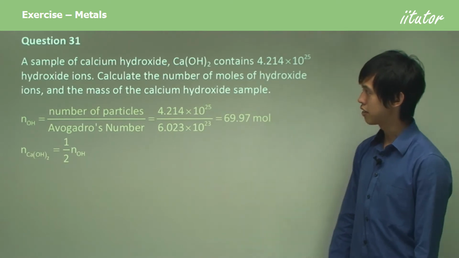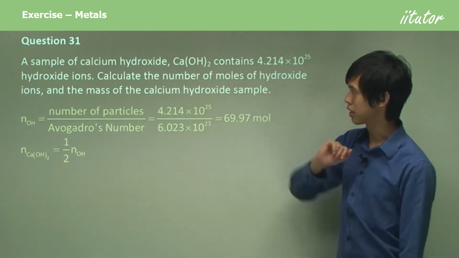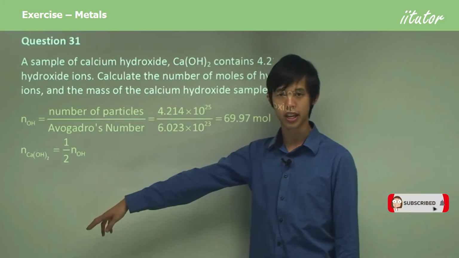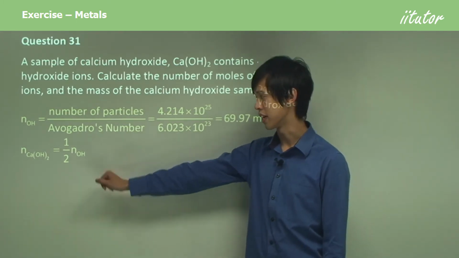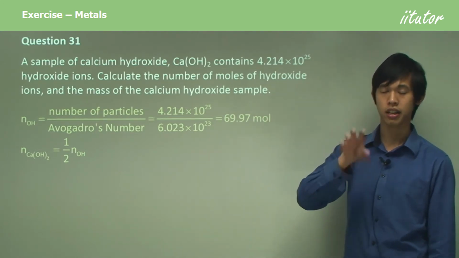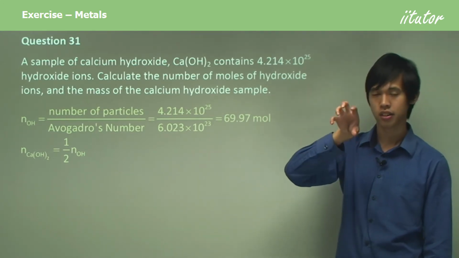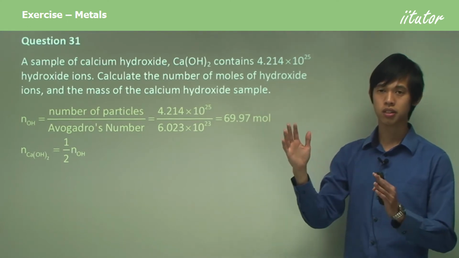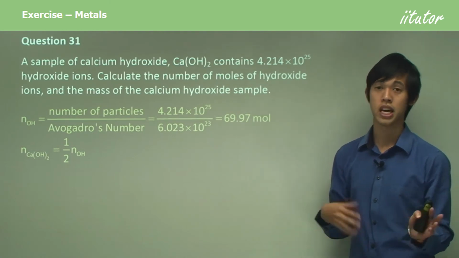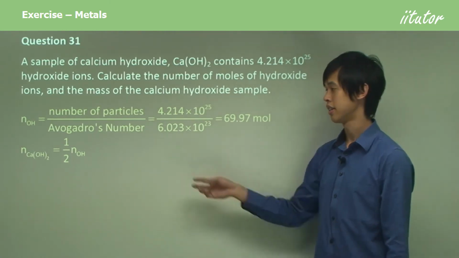Okay, and if you look at the calcium hydroxide molecule, the number of moles of calcium hydroxide is actually half the number of moles of hydroxide. Because for every 1 calcium hydroxide molecule, there's 2 hydroxide ions. So obviously the total number of calcium hydroxide will be half the number of hydroxides. Okay, so there we have it.